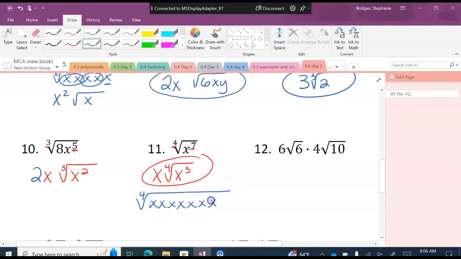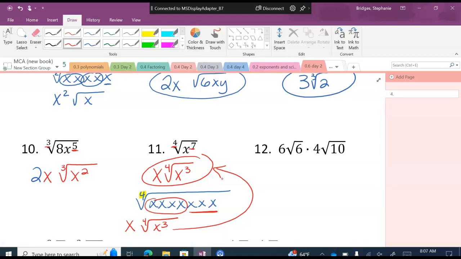5, 6, 7. Because the index is a 4, again, I want a group of 4 this time. There's only that one group, so that's what came out. And then I have those 3 that are left over and stay where they are. And that's how we got that answer there. Kind of okay? Somewhat? Okay.